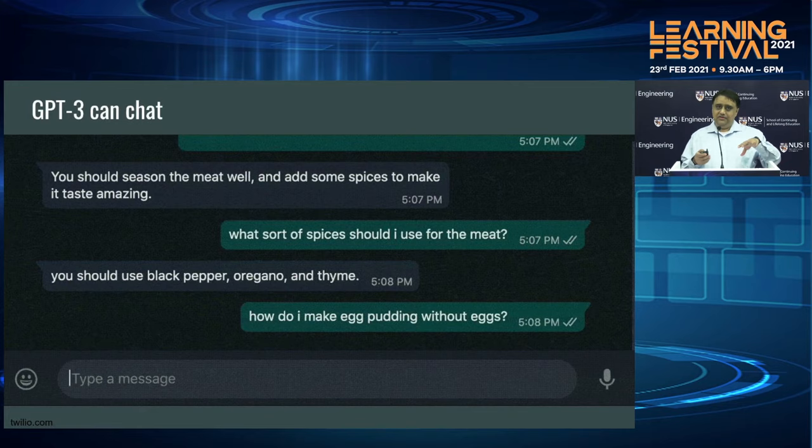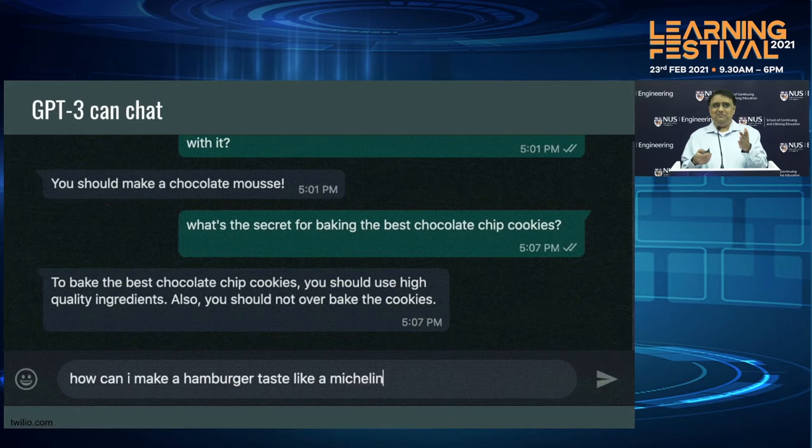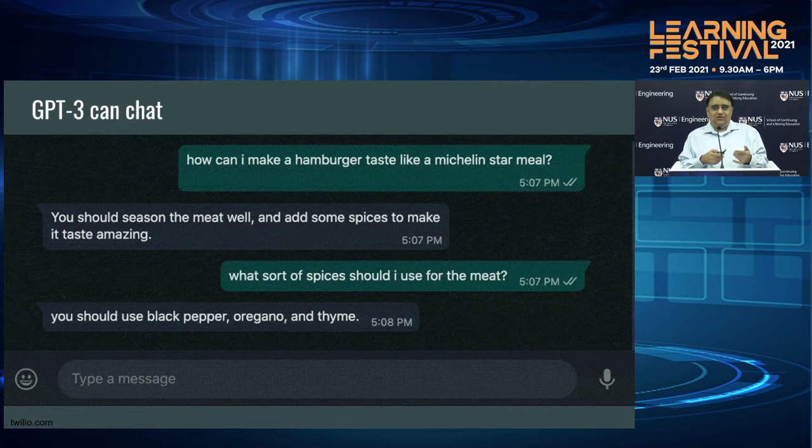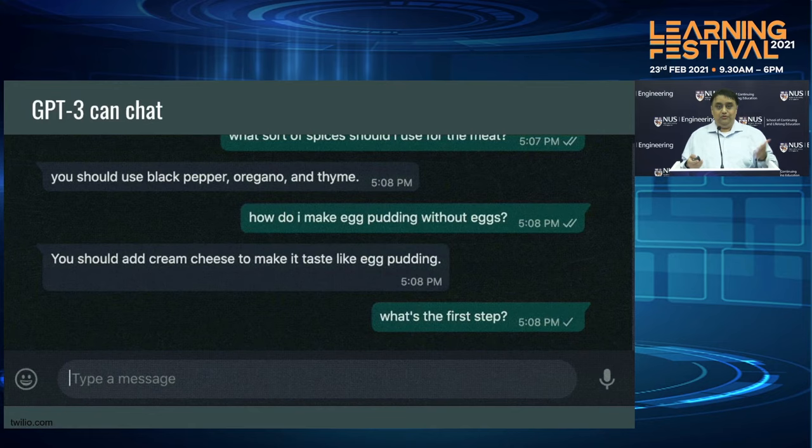But this one is not like the bank chatbot that will help you do banking. You can't go tell a bank chatbot, I'm sad. You can tell GPT-3, I'm sad. It will know what to do. All right, so that was the second example.